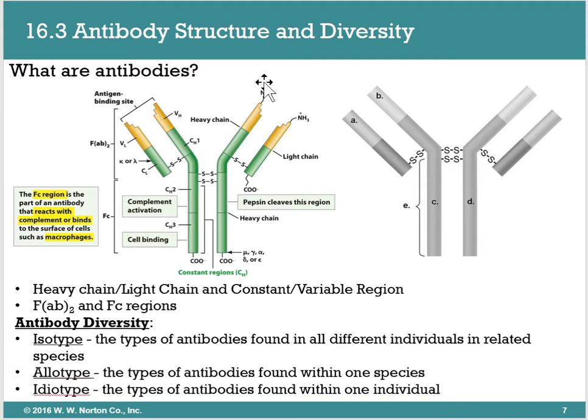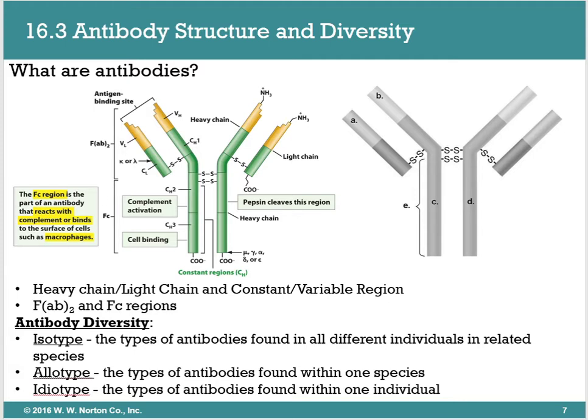And then one last thing about the variable region. Whenever you have the variable region of the light chain and the heavy chain, it creates something called an antigen binding site. This is where your antibody will actually bind to the antigen, like, let's say, a pathogen. That's where the binding will occur. So definitely remember that, okay, guys?